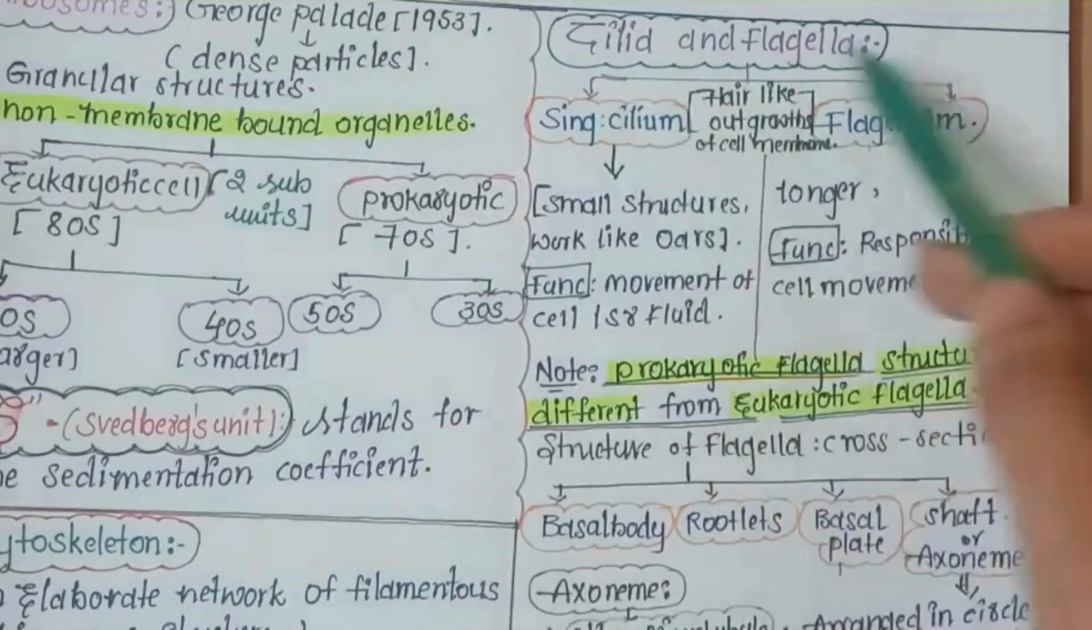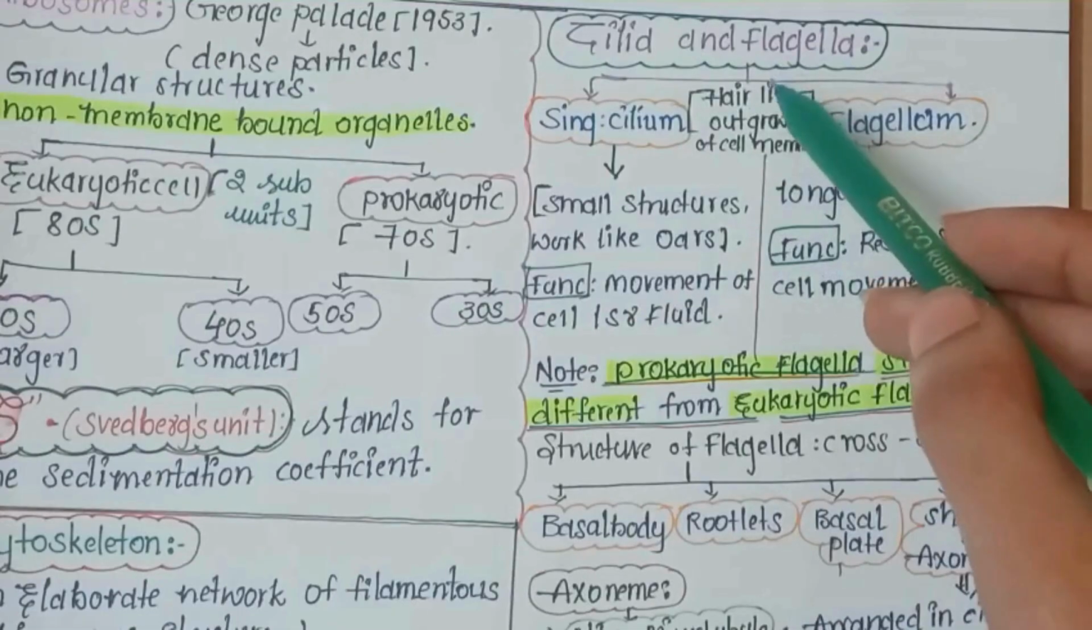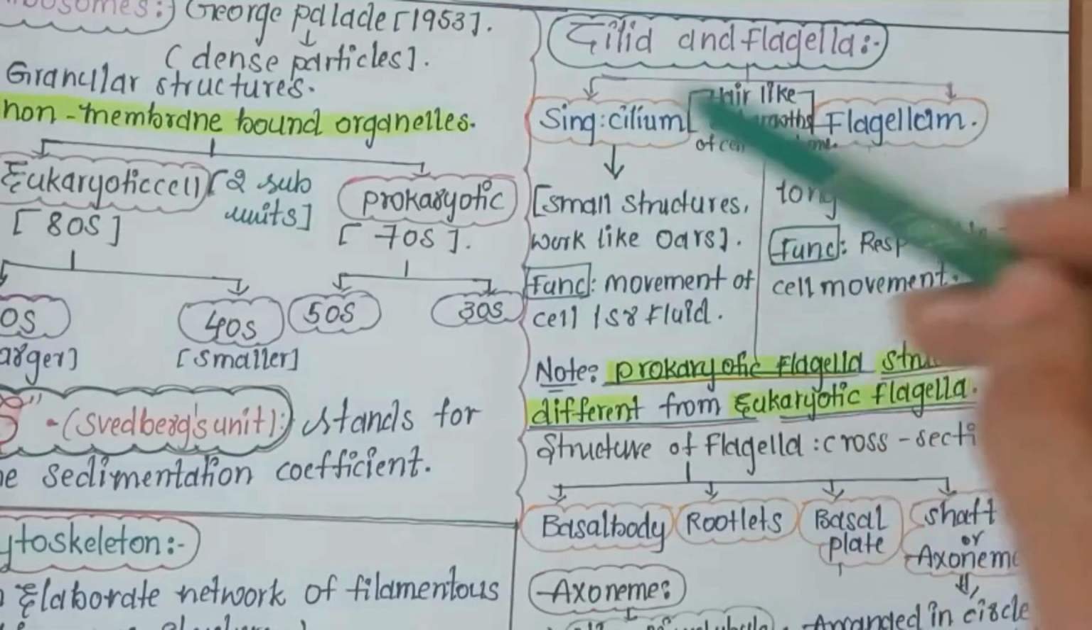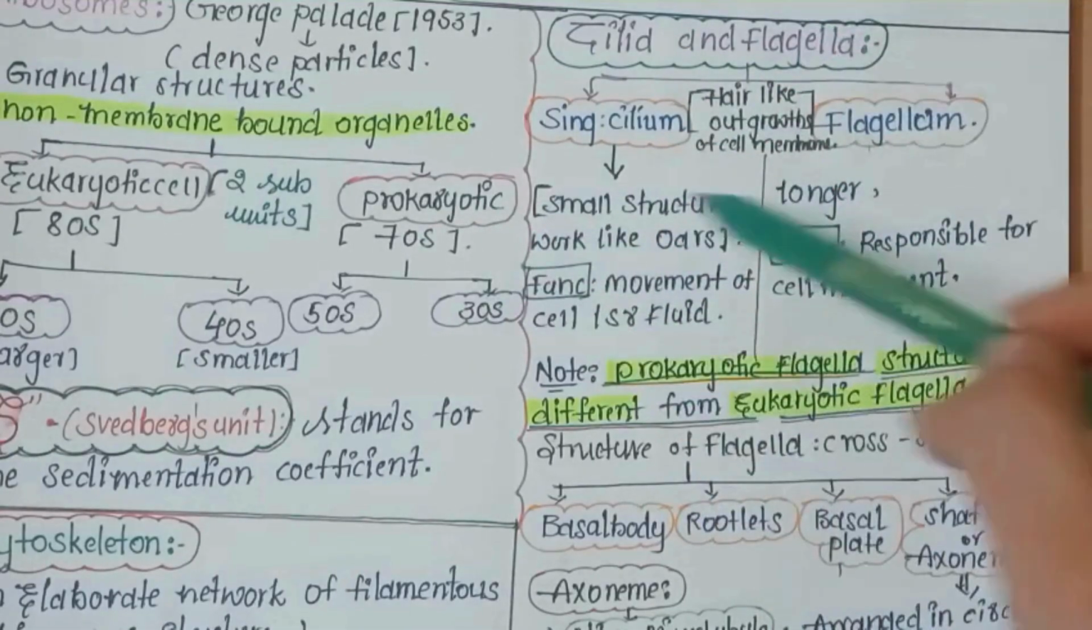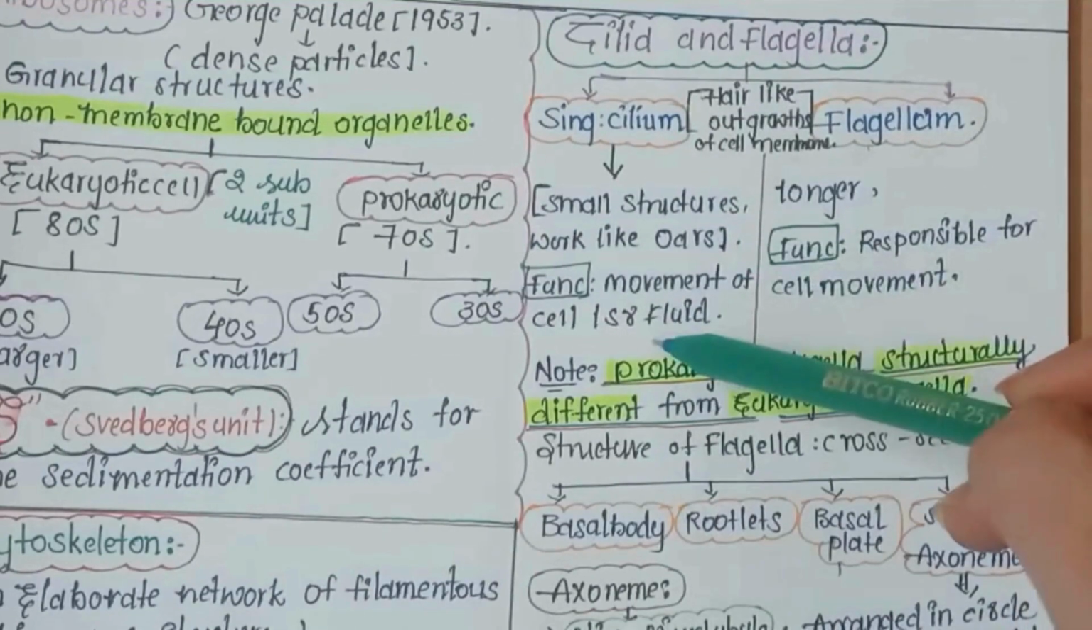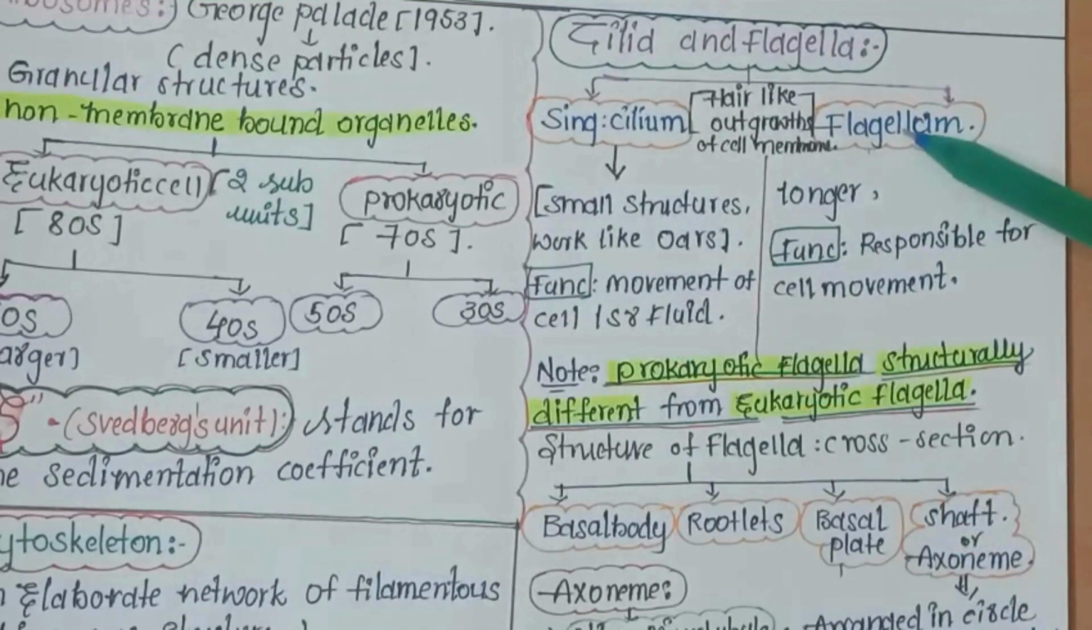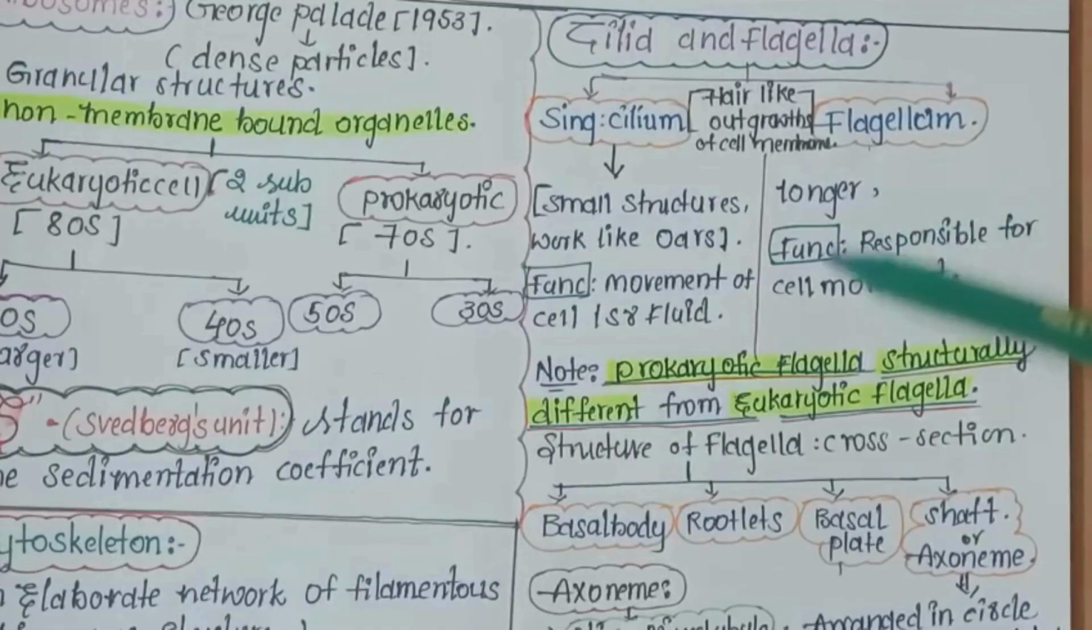Let's discuss cilia and flagella. These are hair-like outgrowths of the cell membrane. Coming to the cilia, these are small structures which help in the movement of the cell and surrounding fluid. The flagella are longer and are responsible for cell movement.